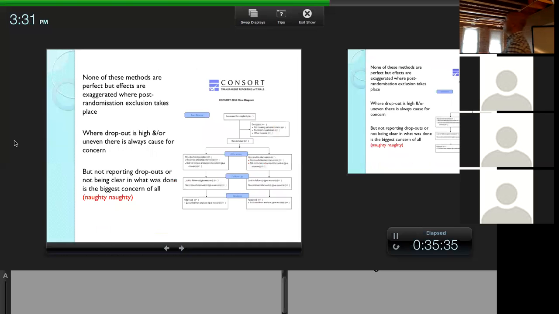So none of the methods are perfect, but effects are exaggerated if we exclude people post-randomization and where dropout is high and uneven. There's always cause for concern. And here's the thing, this is always true of all these things. If it isn't even clear what happened, that's essentially pretty unforgivable. Good, clear reporting is the cornerstone of good science. And if the data just isn't there, you can't really make sense of that trial at all.